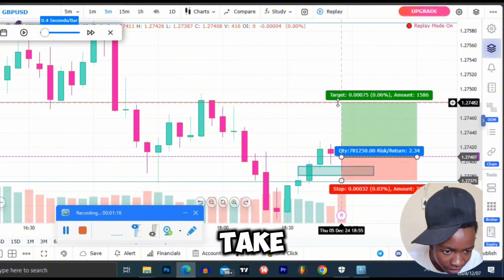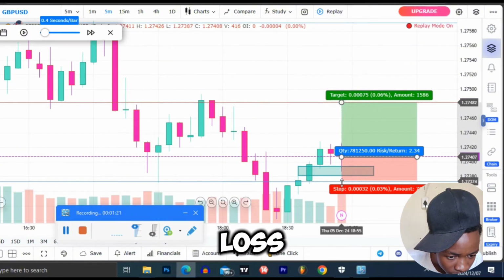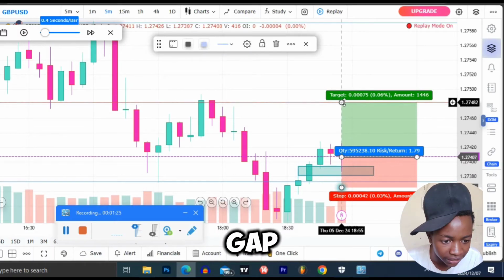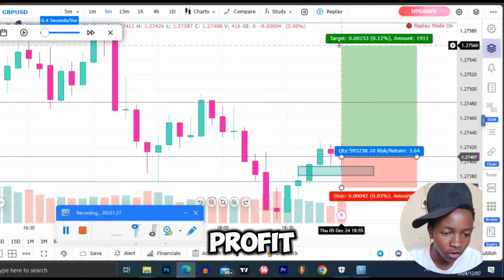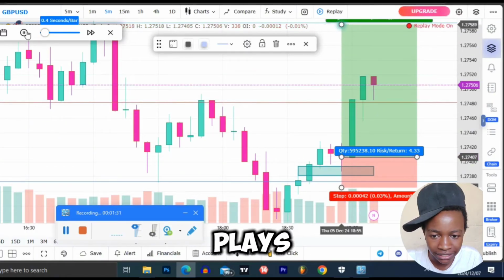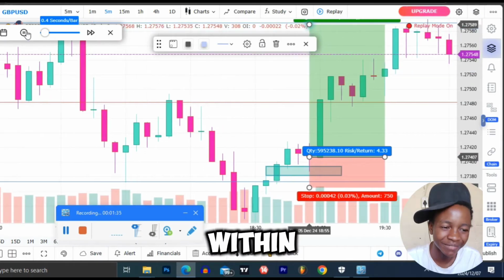The first take profit is over here, as we say, the 50% zone. And for the stop loss, it's okay there, or we can place it a bit lower of the fair value gap, right? First take profit over there, the second is all the way there. Let's see how this plays out, right? Let's see how this plays out within minutes.